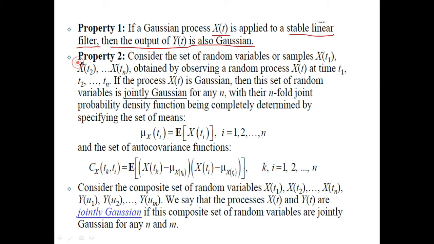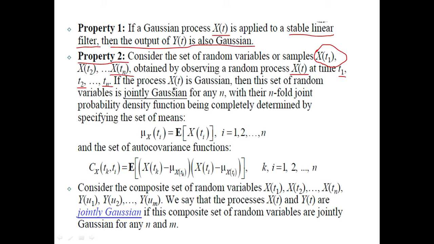Then the second property: consider the set of random variables x of t1, x of t2, x of t3 up to x of tn, which is obtained by observing the random process of this random experiment, represented by x of t at times t1, t2, t3 up to tn. Means this is the random process, and in that random process the n random experiments with respect to the time durations t1, t2, t3 up to tn are x of t1, x of t2, x of t3 up to x of tn.